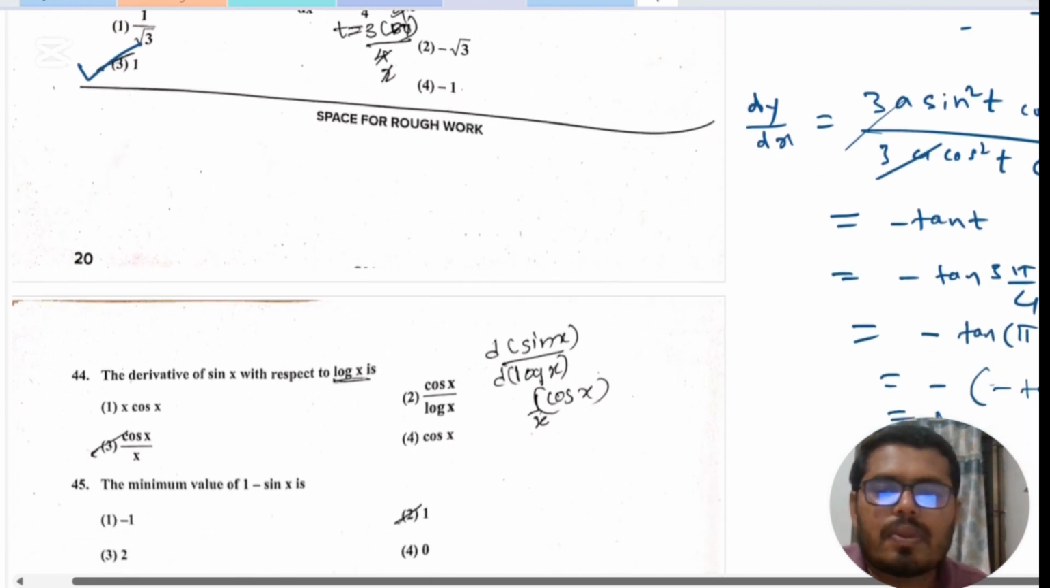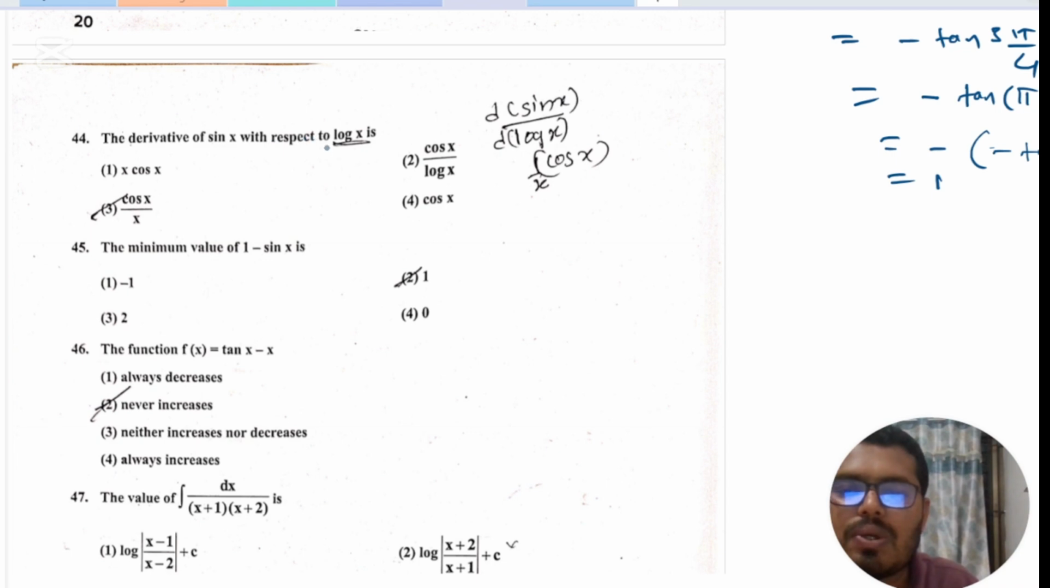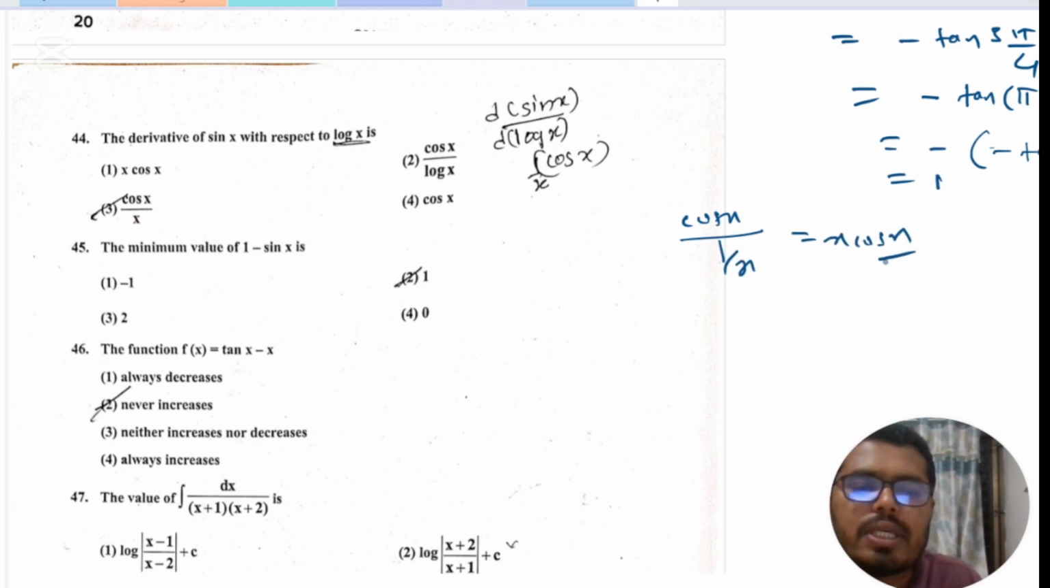Okay, next, derivative of sin x with respect to log x. Derivative of sin x is cos x, divided by the derivative of log x, which is 1 by x. This is equal to x into cos x. Therefore option number first is correct.